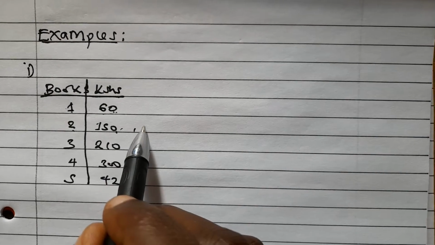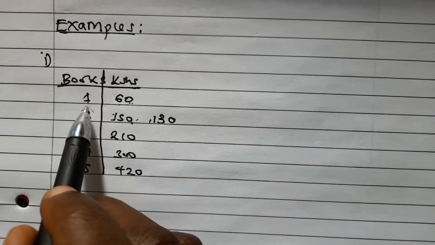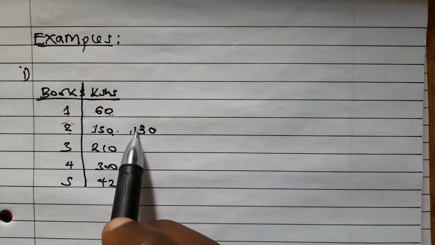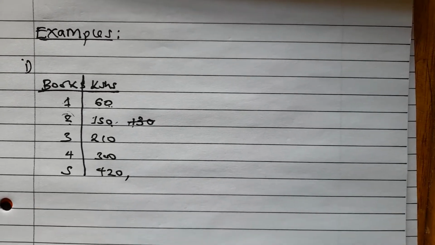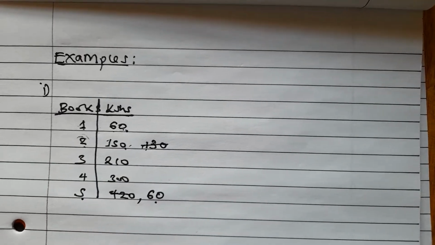We are not having a case whereby book type 2 costs 150 and it also costs 130 shillings. Suppose we had such a case, then it doesn't qualify to be a function. Why? Because this input here has two outputs. So it is not a function. But because we have inputs that have one and only one output, it qualifies to be a function. What if now for book type 5, instead of 420, I have 60 shillings as the price? Will it still be a function? You realize book type 5 has its price as 60 and book type 1 has the price as 60 also. Is this a function?